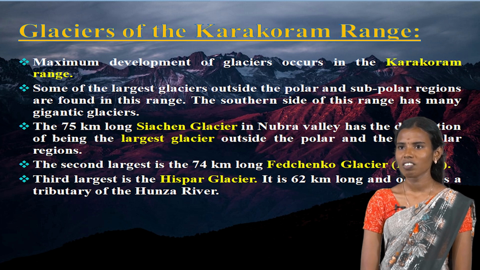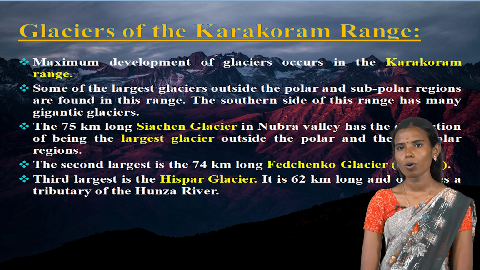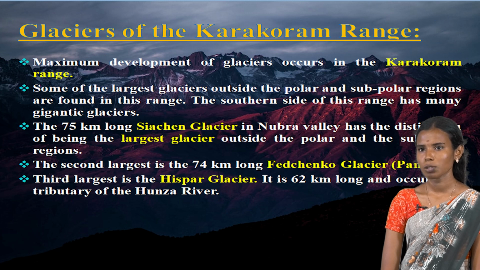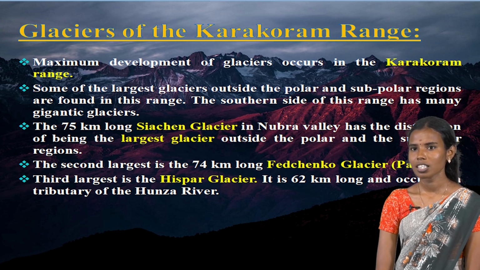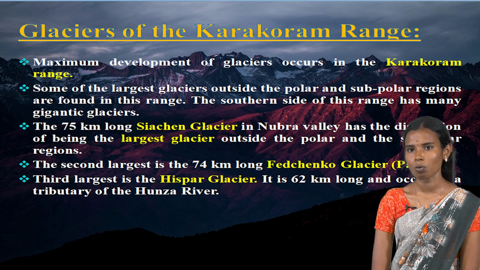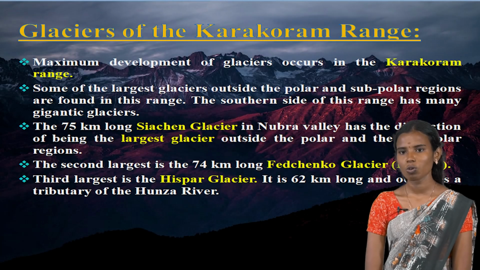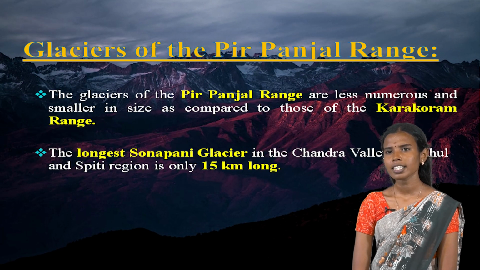Next, the glaciers in the Karakoram range. The maximum development of glaciers occurs in the Karakoram range. Some of the largest glaciers outside the polar and subpolar regions are found in this range. The southern side of this range has many gigantic glaciers. The best known one is the Siachen Glacier, which is 75 km long and has the distinction of being the largest glacier outside the polar region. The second largest is the 74 km long glacier, and the third largest is a glacier which is 62 km long.